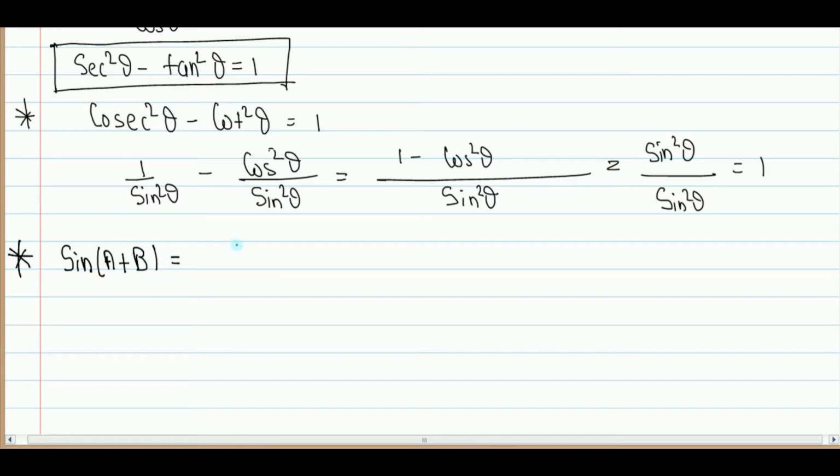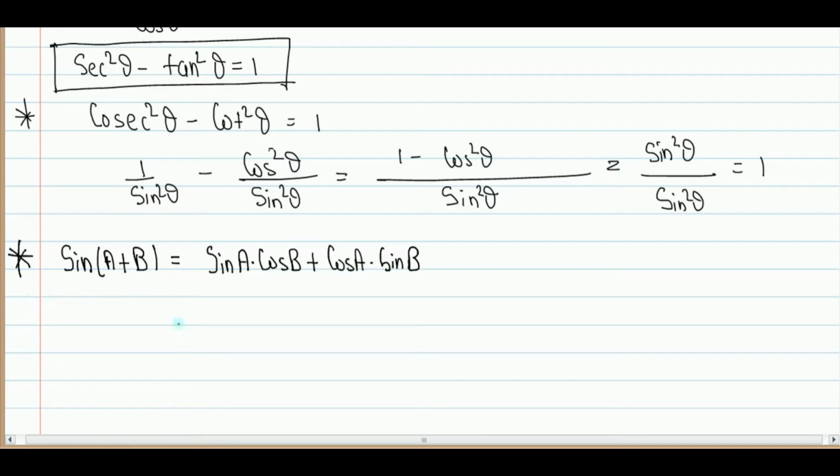You have to memorize the basics. You don't have to memorize each and every formula. If you memorize the basics, you will be able to do it for any formula. Like right now you have to memorize this sine a plus b. So what will be the value of sine a plus b? That will be equal to sine a into cos b plus cos a into sine b.